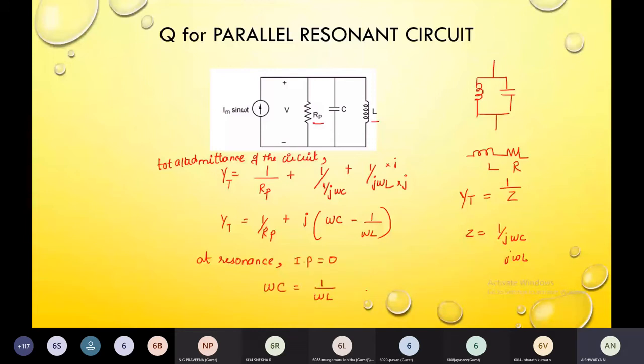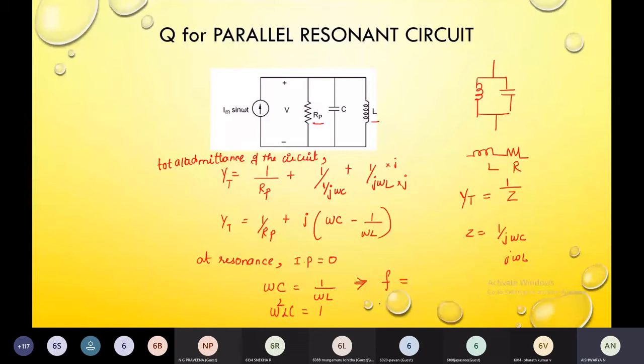From this, what is my frequency? Solve and tell me. Just cross multiply. It will be omega square LC equal to 1. So represent your omega in terms of frequency. It is nothing but (2 pi f) whole square LC equal to 1.